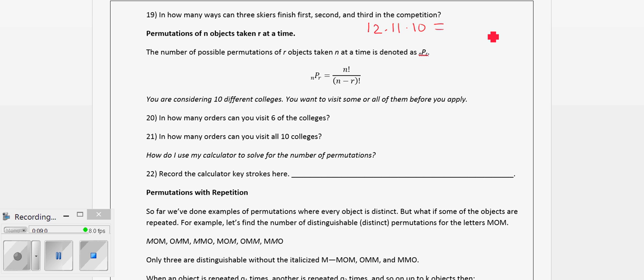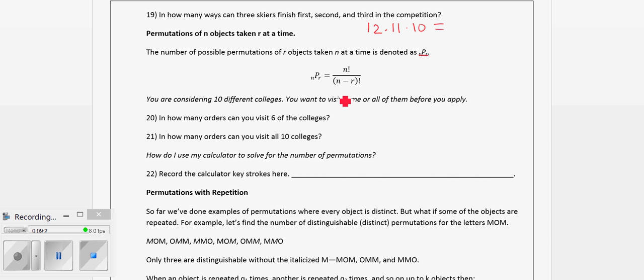Which brings us to an equation that will always work. All right, if you want to find out the number of possible permutations of n objects taken r at a time, then you put n factorial on the top, n minus r factorial on the bottom.